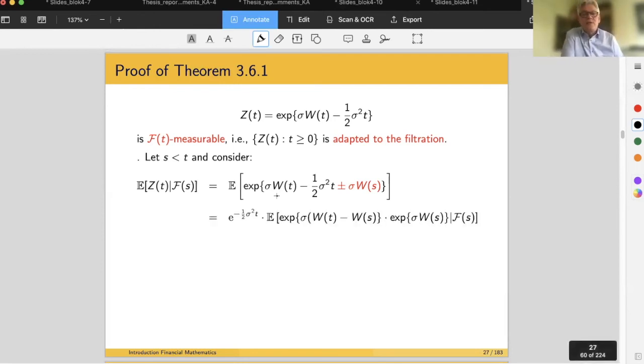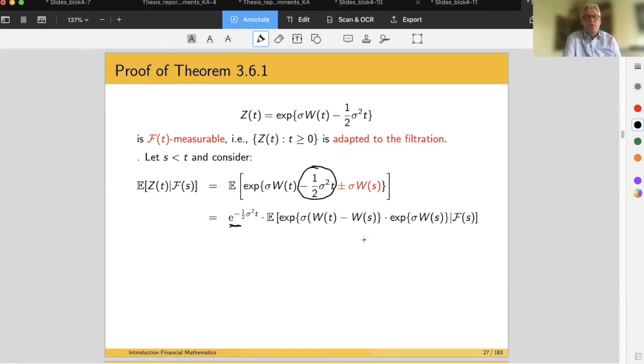So we write it out, and we see that we have this expectation of e to the power sigma Wt minus Ws. Then this part here is just a constant, e to the power minus 1/2 sigma squared times t. This term is just a constant, so we can take it out of the expectation operator. It's over here. And the plus part is remaining, so that is added here, multiplied, as we know the rules of exponential functions, times e to the power sigma Ws.